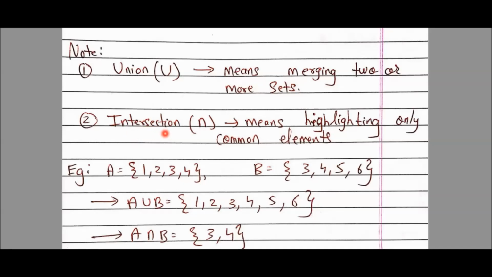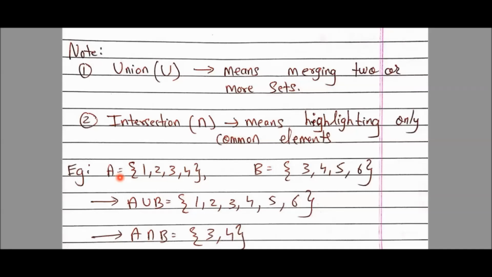Second concept, intersection, denoted by this symbol. I can say this is like U and this is like ulta U. What does it mean by intersection? Intersection means highlighting or writing down only the common elements from between two or more than two sets. Let's take an example fast to understand the concept.